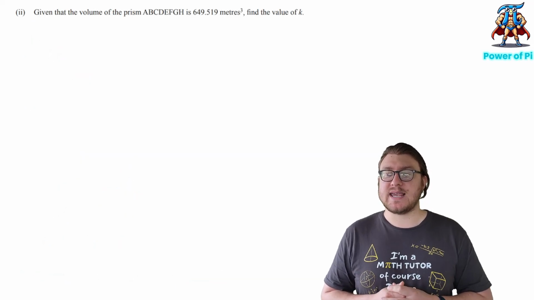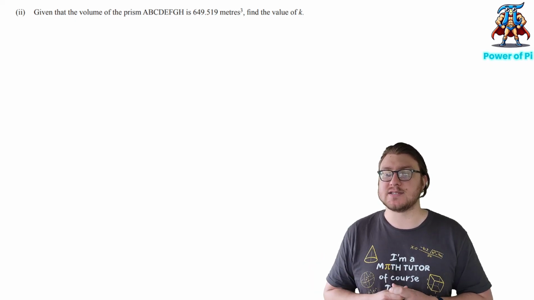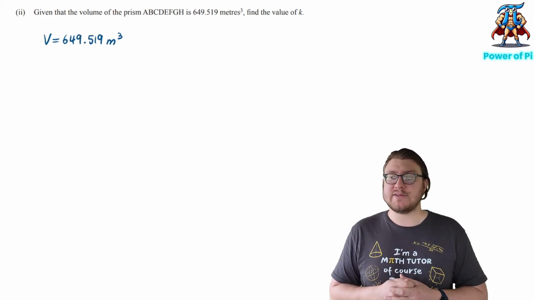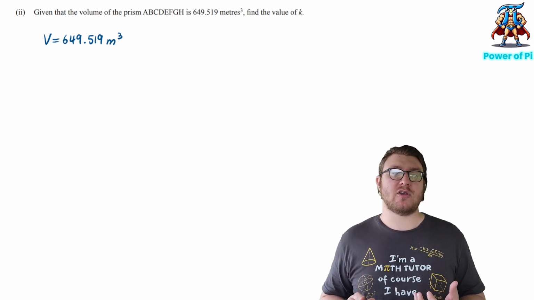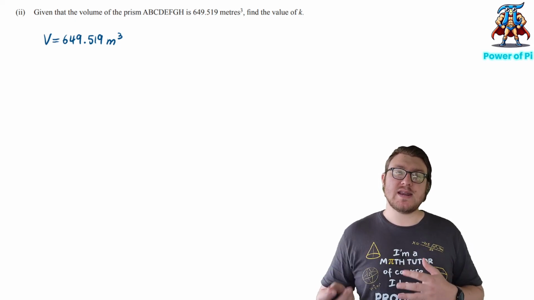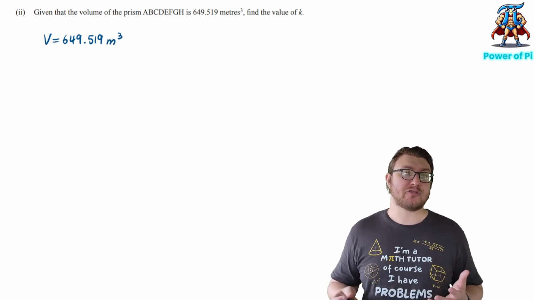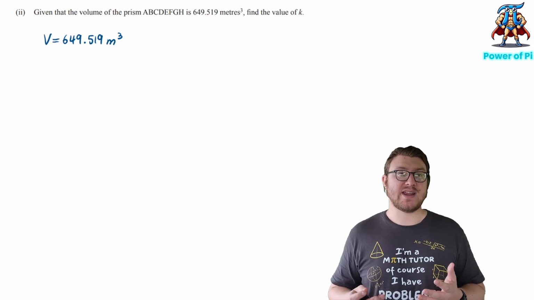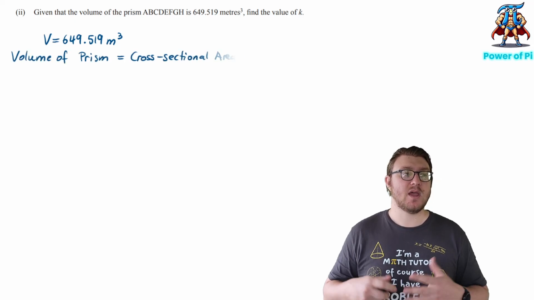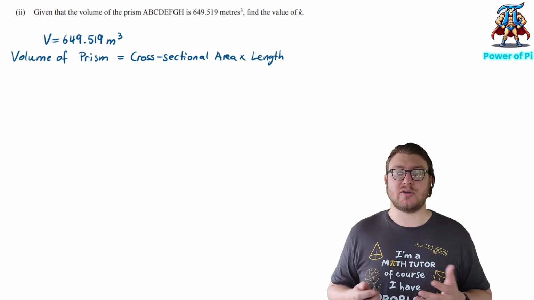The next part is, given that the volume of the prism is 649 something else meters cubed, find the value of this K. Well, let's have a look. We're going to start with our volume, just like always. This is what's been given to us. But the next thing we need to think of, well, what shape do we have? We have a 3D prism with a triangular cross-section. Sorry, a trapezoid cross-section. So let's put all this together, and this is actually on your formula sheet.